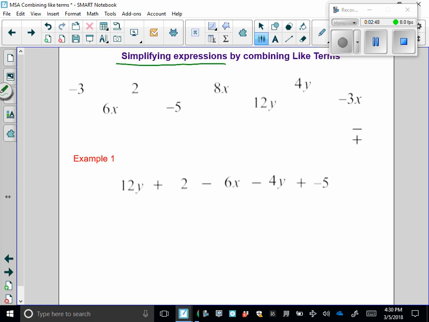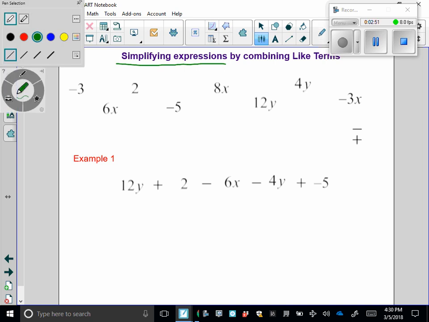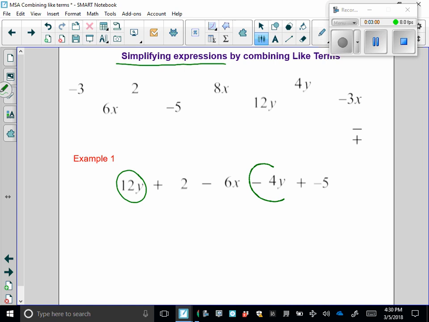One of the things that I like to do is use shapes or color and identify the like terms, like 12y and 4y. If you notice, I circled the subtraction in front of that. That subtraction also acts as a -4y. So if I focus just on those terms and think in my head, what is 12y minus 4y? I get 8y. And now I'm done with those terms.